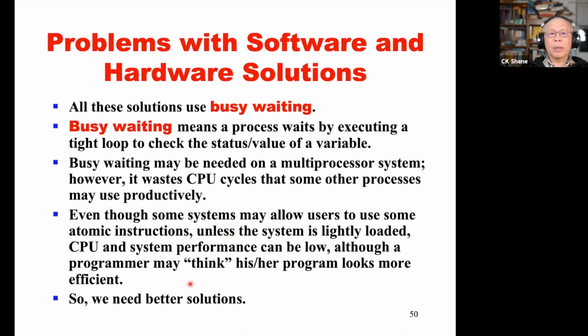And finally, let's discuss some problems. First of all, these solutions use busy waiting. Busy waiting means a process waits by executing a tight loop to check the status or value of a variable. Busy waiting may be needed on a multiprocessor system. However, it simply wastes CPU cycles that some other processes may use productively.